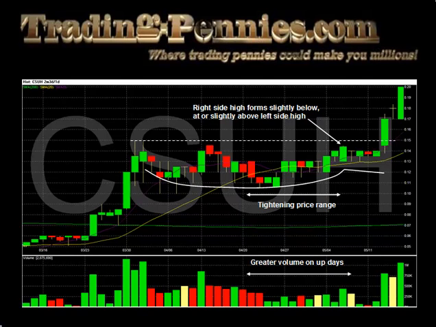The right side of the cup. The right side of the cup should show stability and order, with volume increasing on up days and decreasing on pullbacks. The high of the right side of the cup will form slightly below, at, or slightly above the high of the left side of the cup.